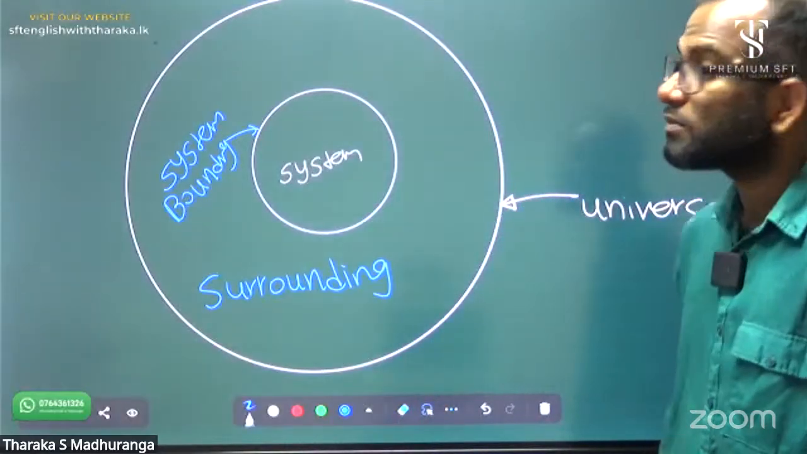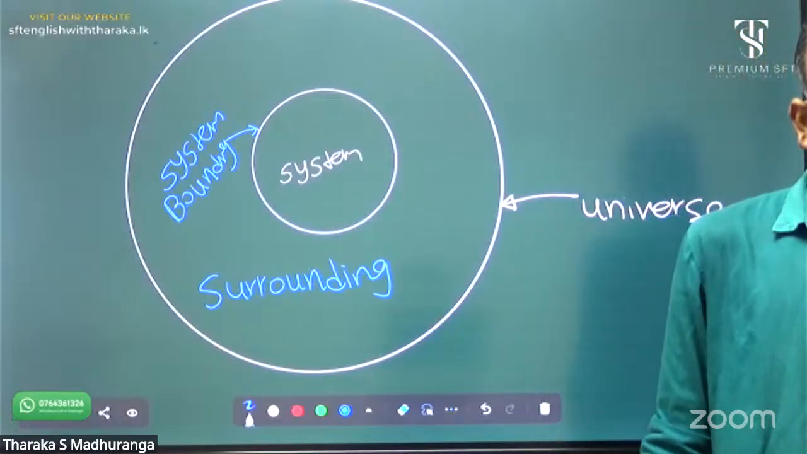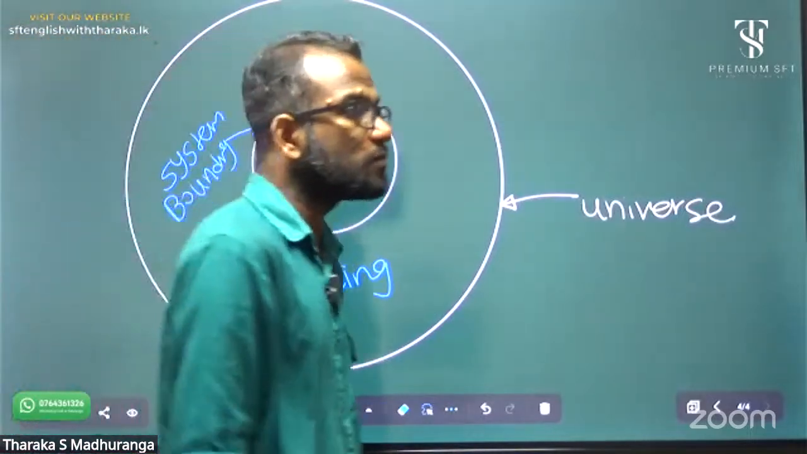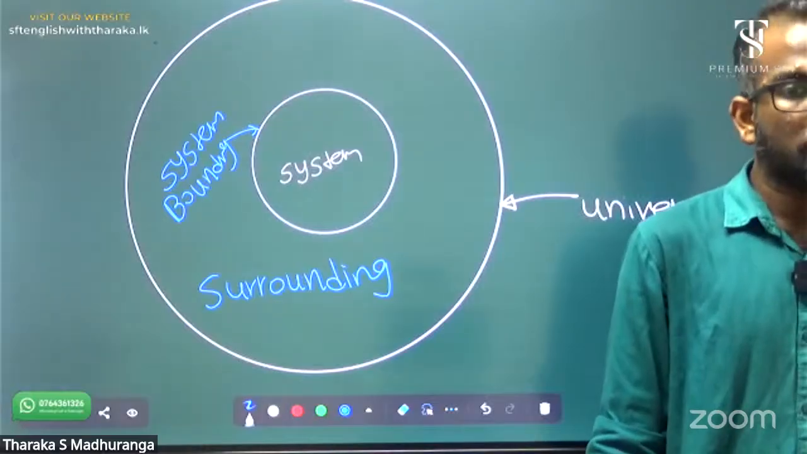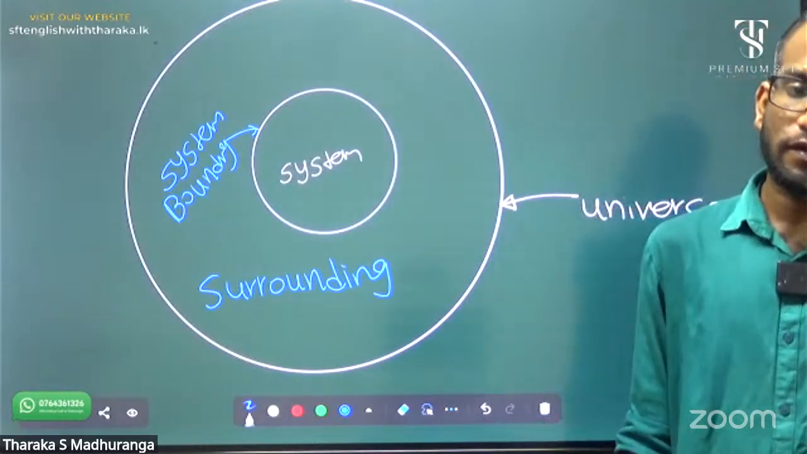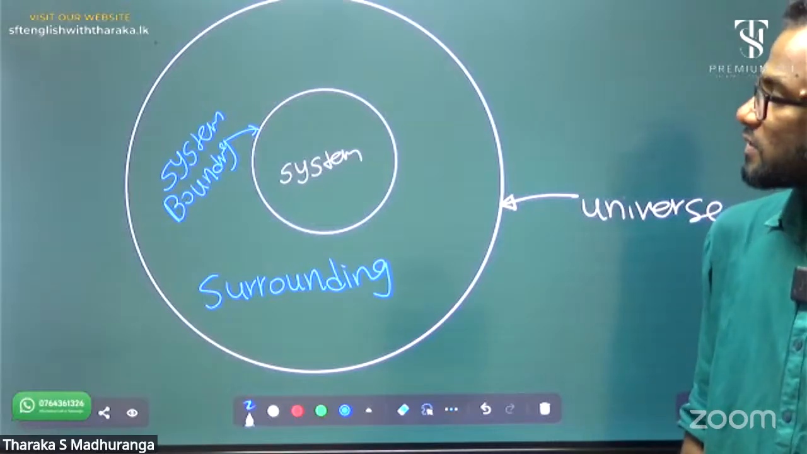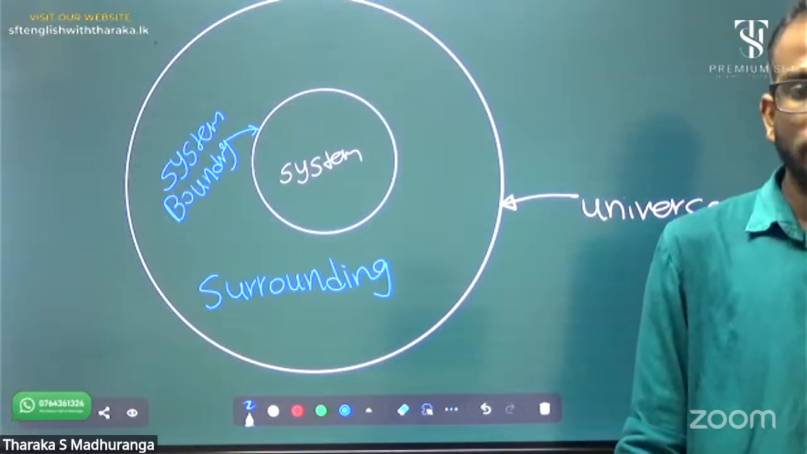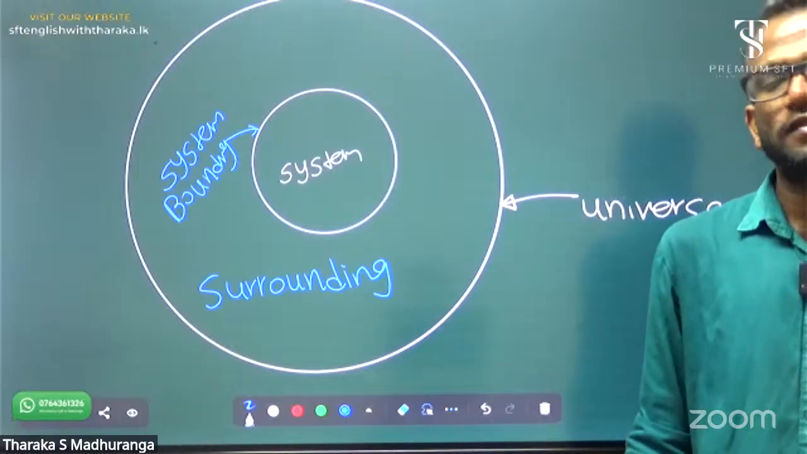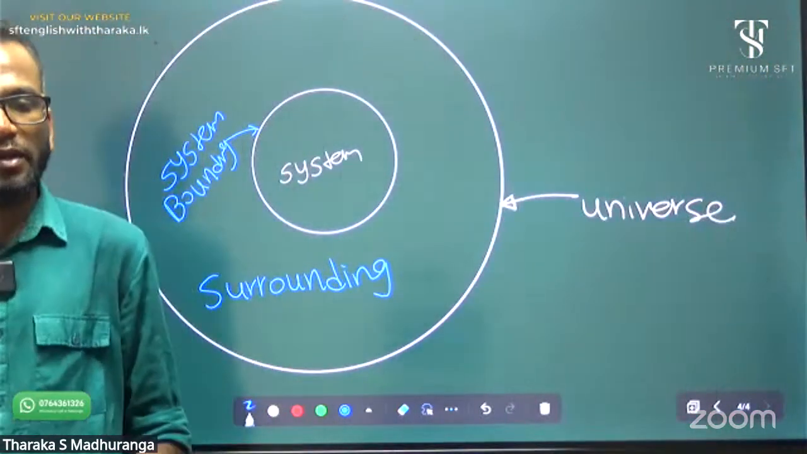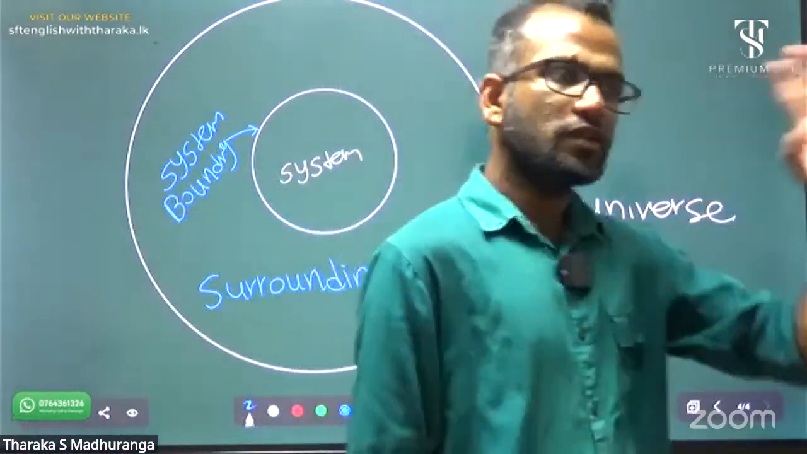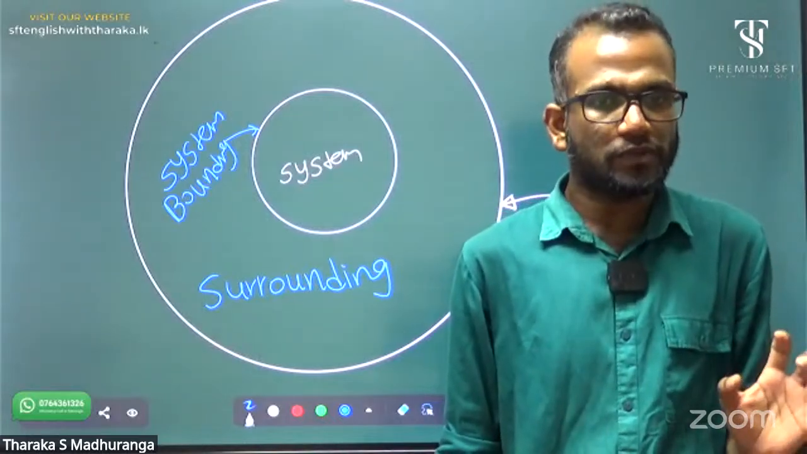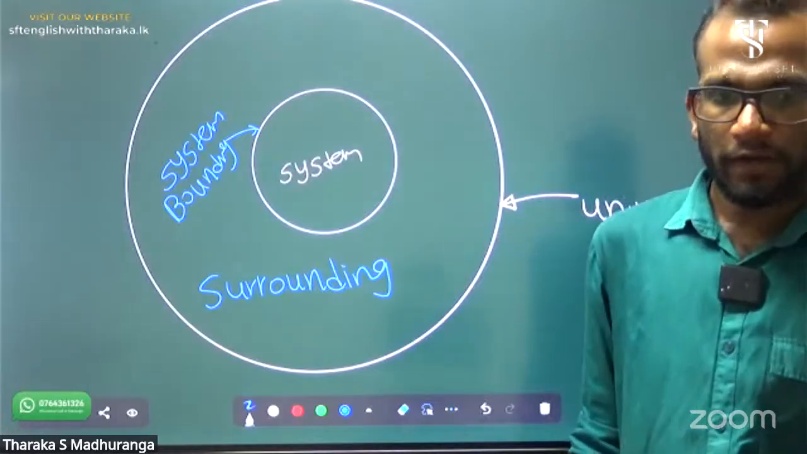Then we discussed system. System means a selected area from the universe for study. Surrounding, outside the system, is the whole area in the universe. Then what's the meaning of system boundary? The system boundary is the surface that separates the system and surrounding. Sometimes it is a physical boundary and sometimes it is a virtual, imaginary boundary. Right? That's a summary we discussed up to now. Understood?